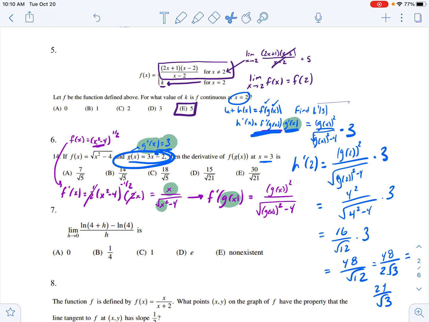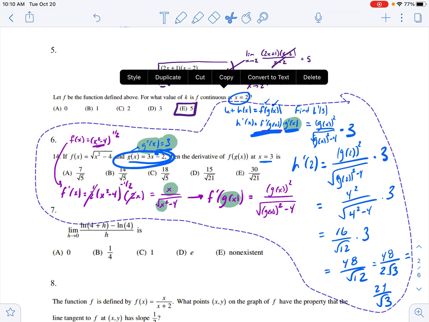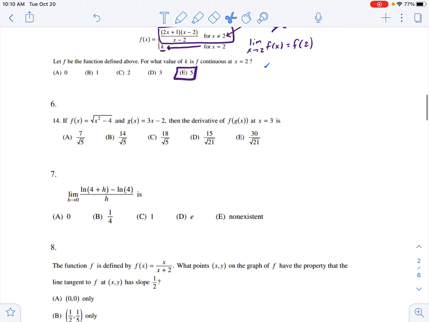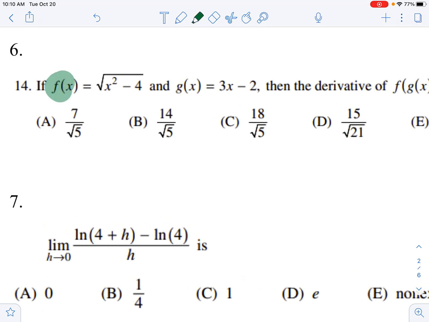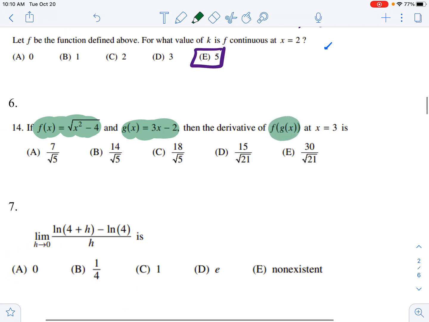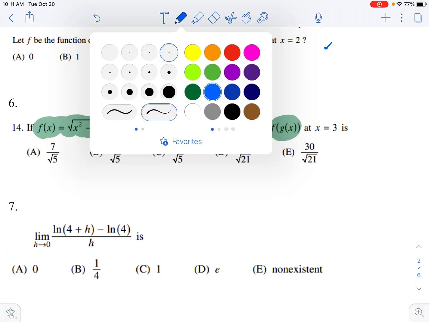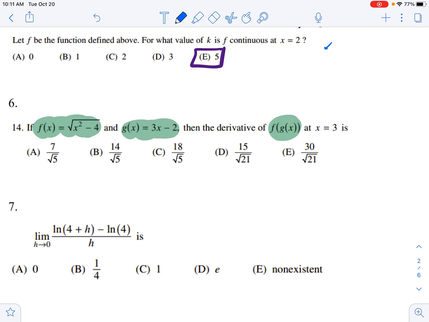Here's a better way to do this particular problem that I think will be a little more convenient. Since we know both of these functions, what we can actually do is figure out what f of g of x is to begin with, then take the derivative of that instead of trying to go through this complicated chain rule process with multiple functions, and it gets real tricky, okay?